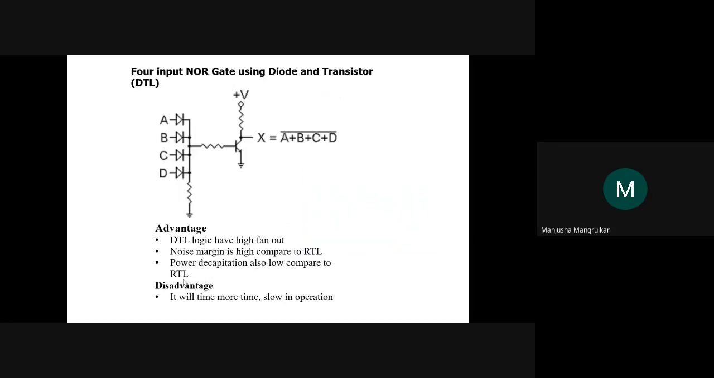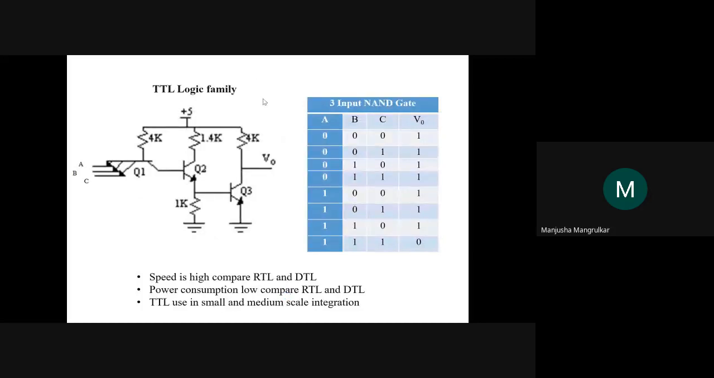Just to improve this time, instead of a diode, a transistor is used. Now this is the TTL logic family, transistor-transistor logic family. This is the circuit diagram of a 3-input NAND gate, right? 3 inputs are there in this. This is the multi-emitter transistor, so these are A, B, C.